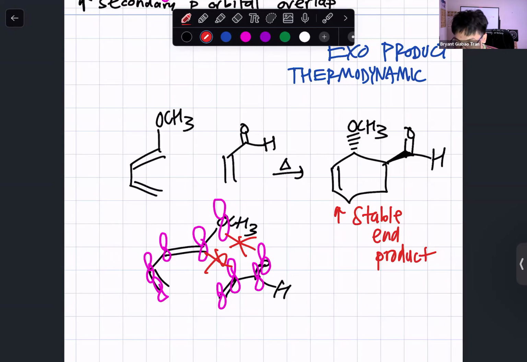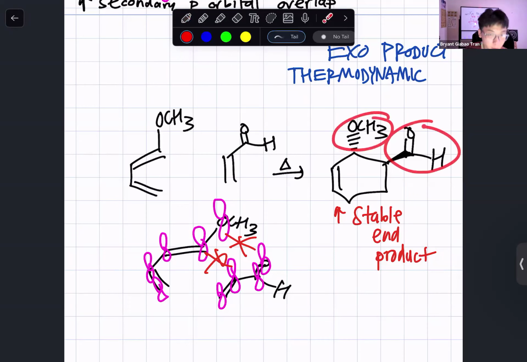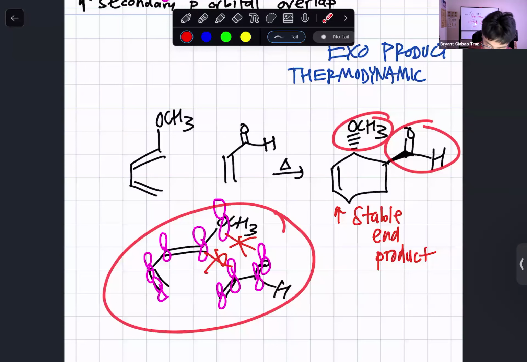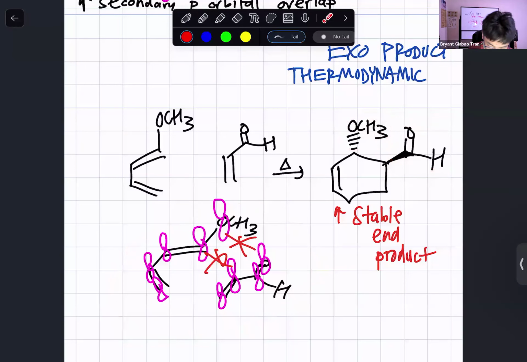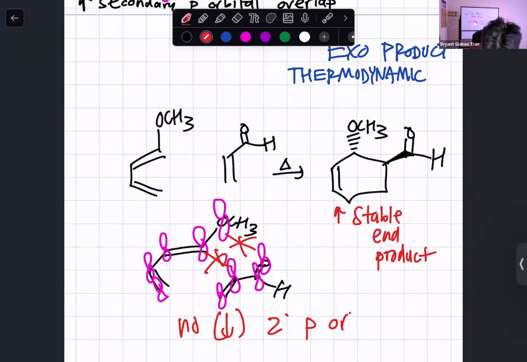For exo, it's just out group is trans to EWG instead of cis. Yes, for exo, the out group is trans to the EWG instead of cis because that is the more stable end product, less steric hindrance. But it comes from the less stable intermediate. The intermediate here is less stable: no secondary overlap, or less secondary p orbital overlap, or less resonance, less conjugation in the intermediate. Just the endo rule, but the other way around.